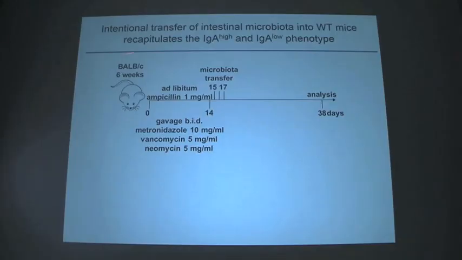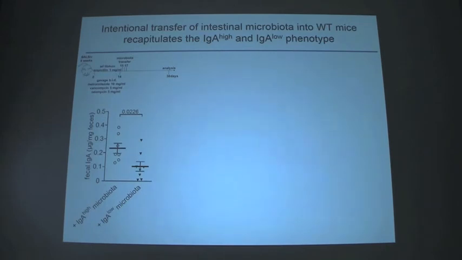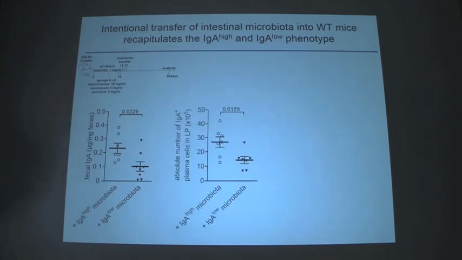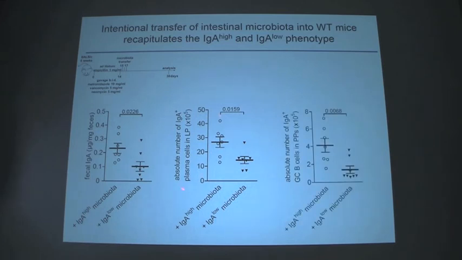We wanted to move away from these two different mouse sources and really show that it is the microbiota. So what Alex did was take wild-type mice from Charles River and treat them with antibiotics to deplete the intestinal microbiota. Then he transferred the fecal microbiota either from animals from the Charles River facility or from animals from our facility, so IgA high and IgA low microbiota, and then analyzed the mice 24 days later. When he transferred the microbiota of the IgA high mice, those were again able to induce high levels of IgA, whereas the IgA low microbiota was not able to induce high levels of IgA. That also corresponded with the number of IgA-positive plasma cells in the lamina propria and the number of IgA-positive germinal center B cells in the Peyer's patches.